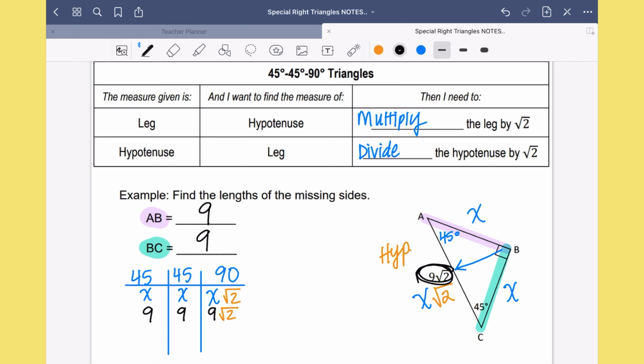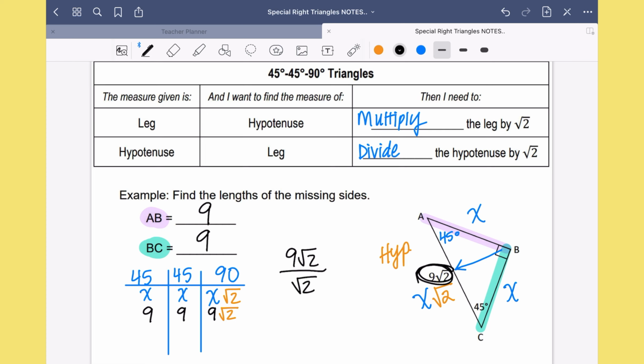If we use the table that I showed you here, I know that the measure given was the hypotenuse. And I wanted to find the legs. So what does it say? Divide the hypotenuse by the square root of 2. So if we did it that way, we would still get the same answer. I'll show you the work here. Take the hypotenuse, because they gave me the hypotenuse, right? They gave me the hypotenuse, and I want to find the measure of the leg. So it says divide the hypotenuse by the square root of 2.